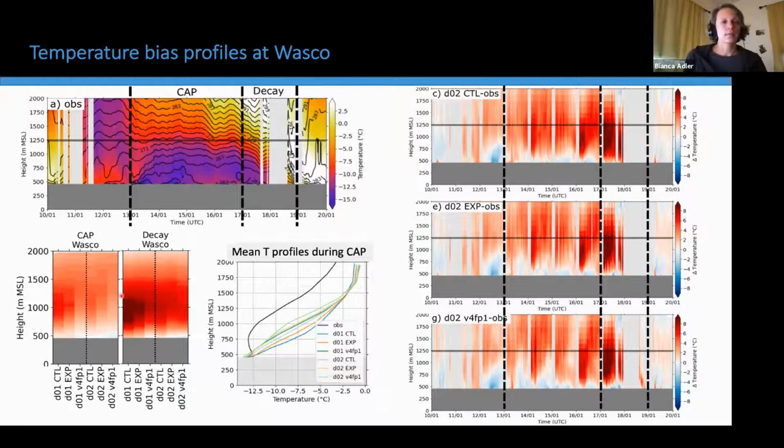And when looking at temperature profiles for the period with the persistent cold pool, we can clearly see that the vertical structure of the cold pool is not correctly represented in the models. In the observations, we saw this near-isothermal layer in the few hundred meters above ground, which was related to the clouds. But in the model, this near-isothermal layer is not present. Rather, temperature already increases near the surface.